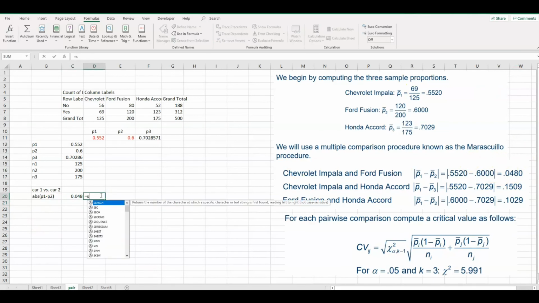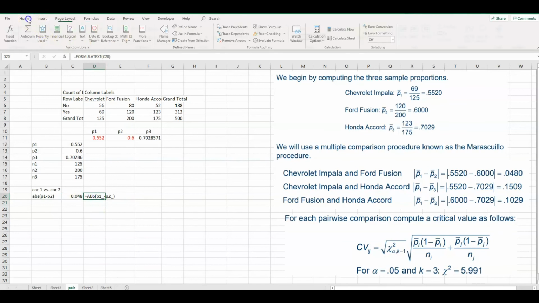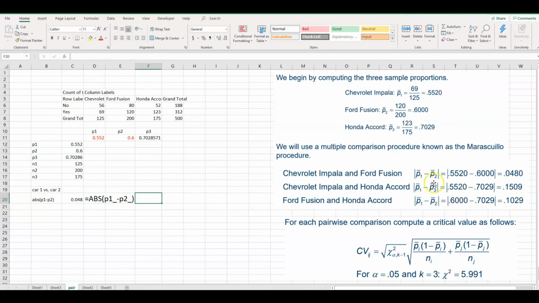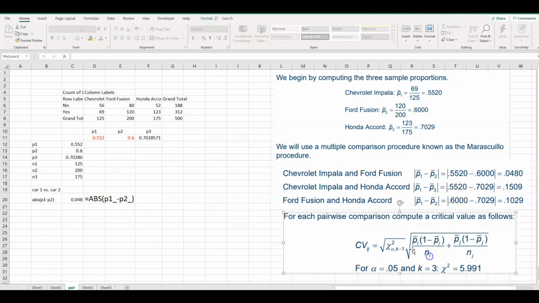I'm going to use show formula. You see, the beauty of this method is it's the same thing: the absolute P1 minus P2. And we can also calculate this one. Let's only look at the first pair. Then we want to calculate the critical value, right? The critical value, 1 versus 2.